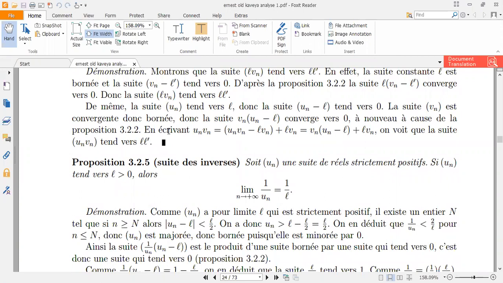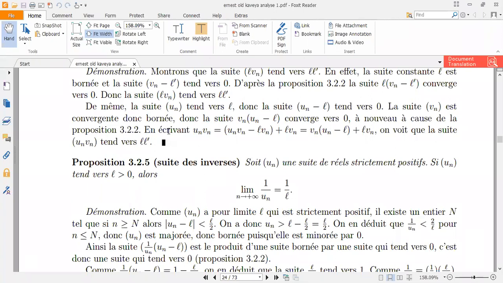So we're looking at the product of two suites. It's still going to give you Wn, and the limits stay the same: L and L prime, L for Un and L prime for Vn. Then Wn is defined as equal to Un times Vn.